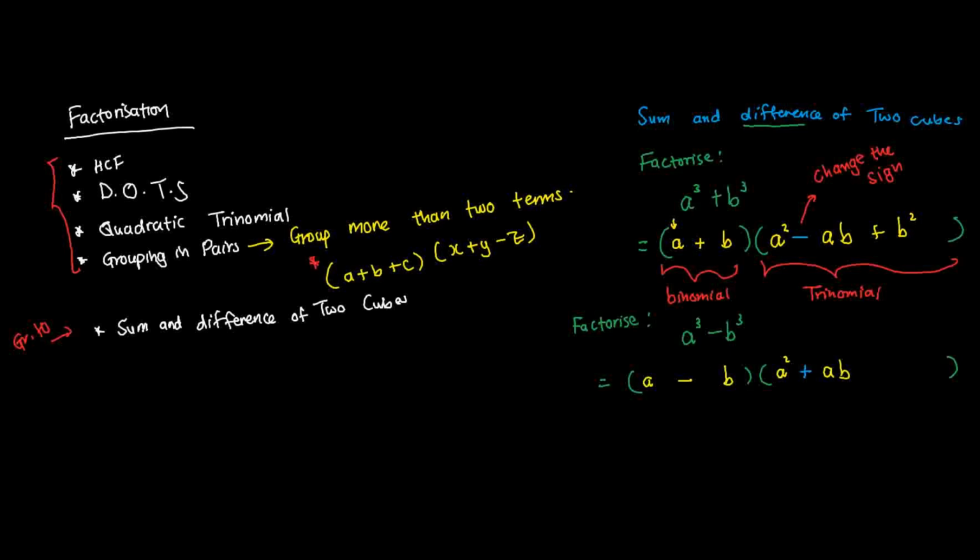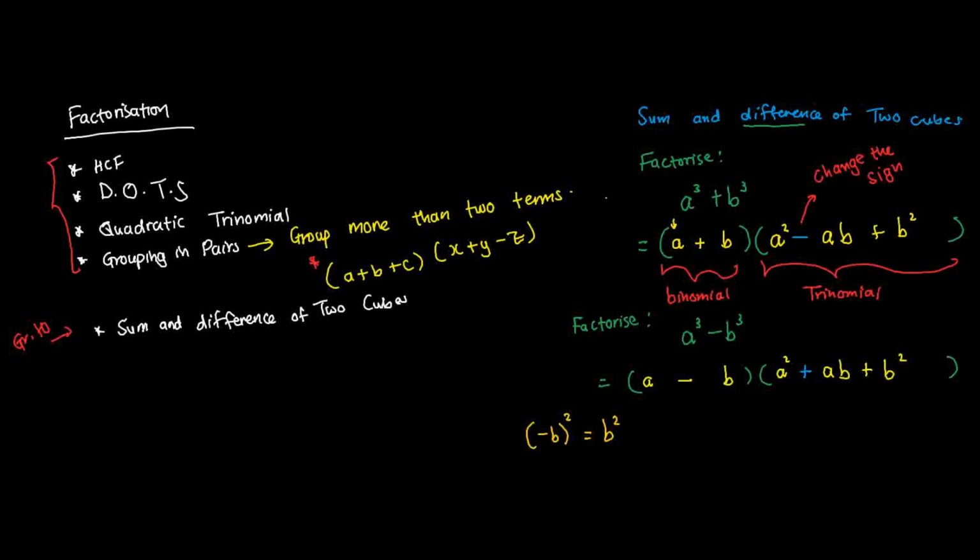Now, this is where learners get a bit confused. If you look at the last term, what is the last term in this binomial? It's negative b. So I'm going to take negative b all squared, which means negative b times negative b. That gives me b squared. So what will I have in between? I have plus b squared. And that is how you factorize the sum and difference of two cubes.